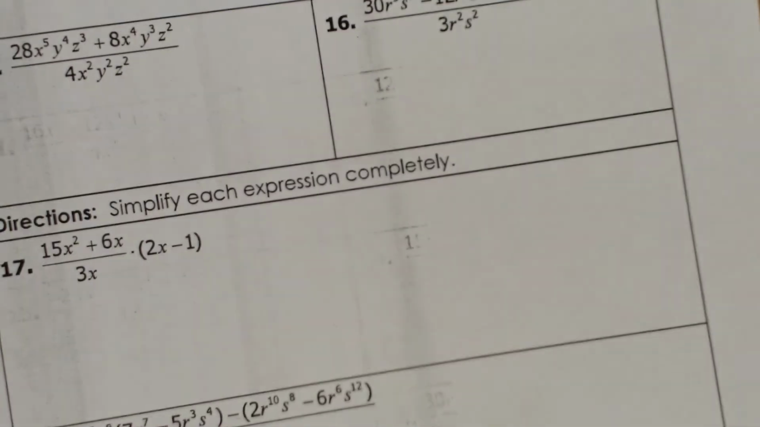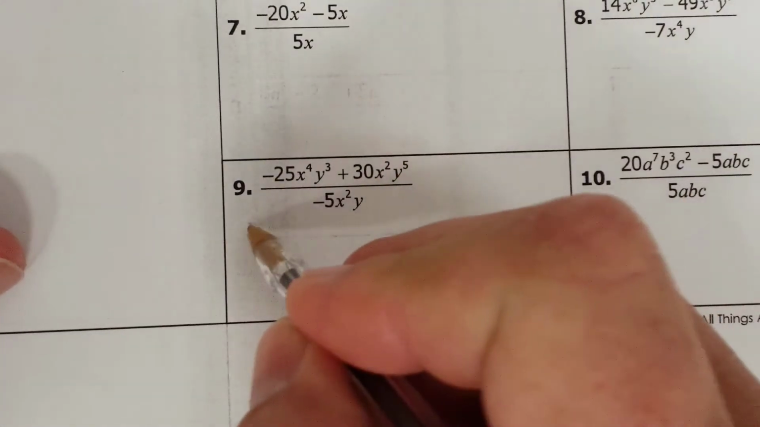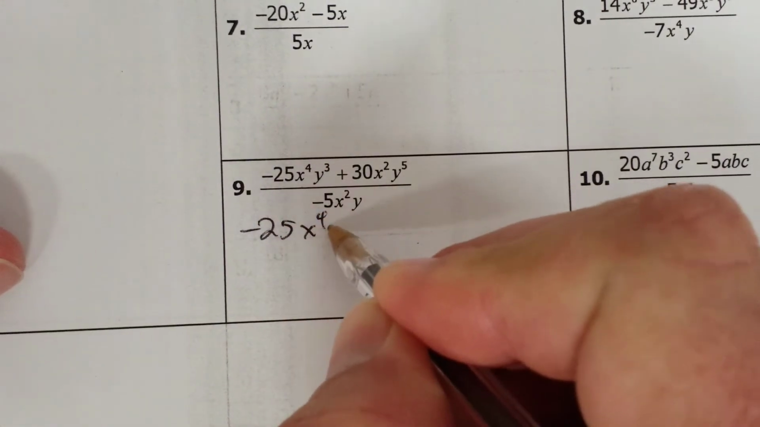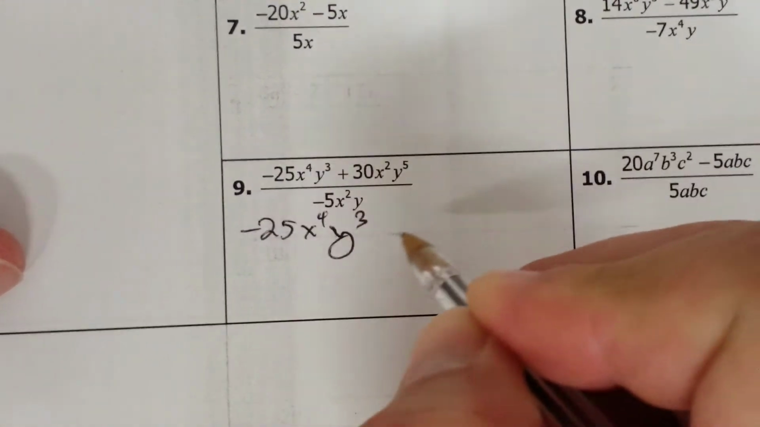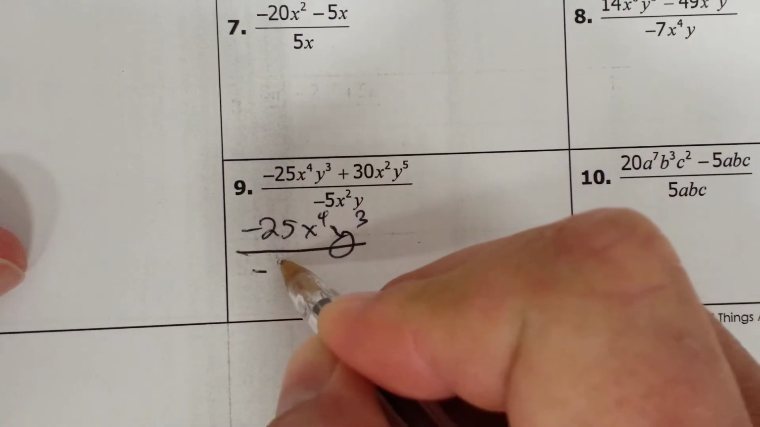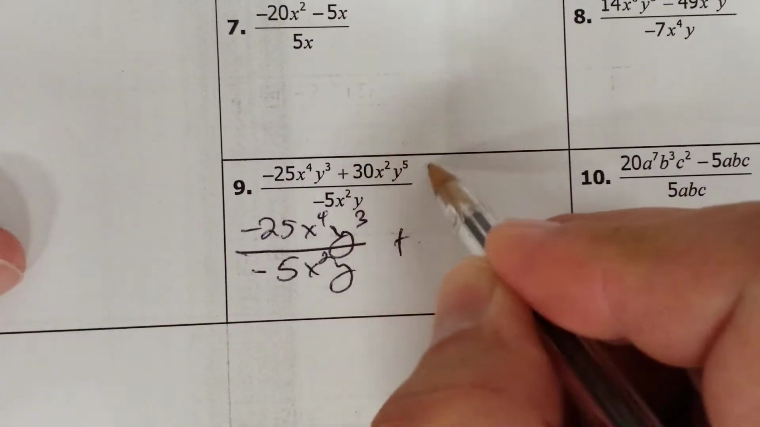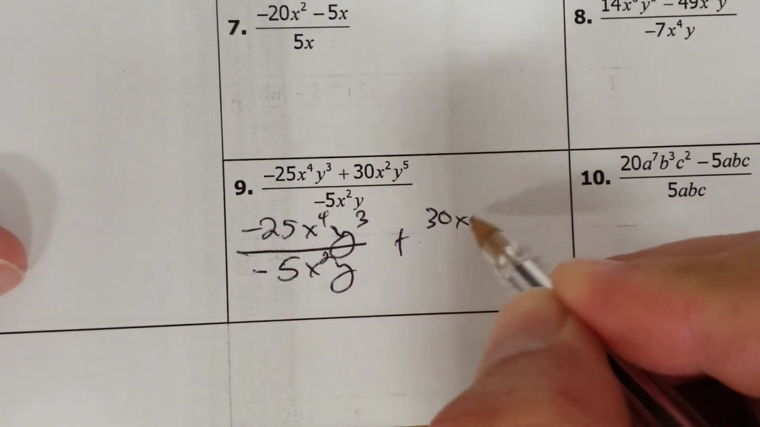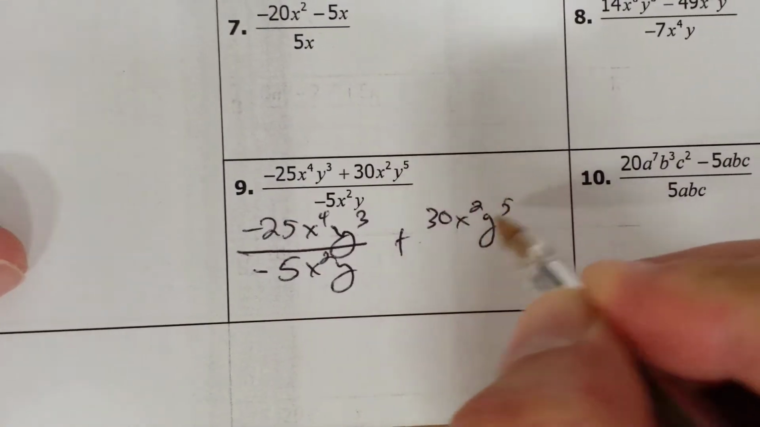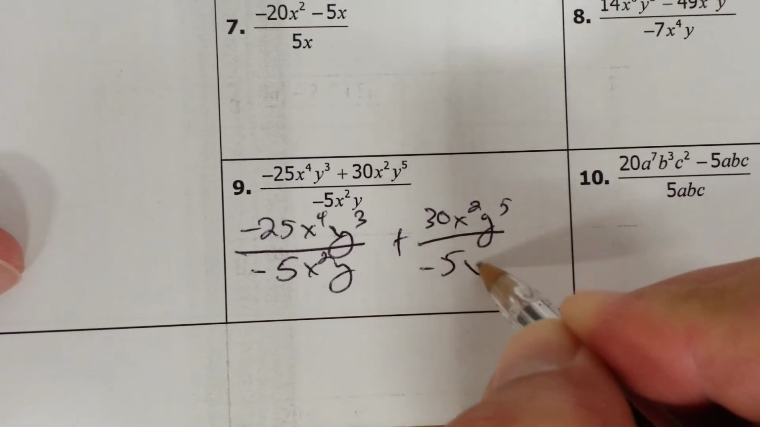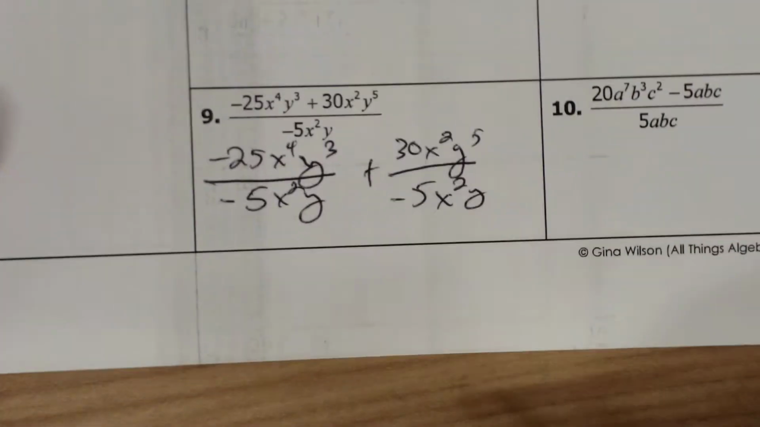Okay, let's look at a harder one. Number 9. So I'm going to rewrite it: negative 25x to the 4th y to the 3rd, over the denominator, negative 5x squared y, plus the other term, 30x squared y to the 5th over negative 5x squared y. And now I'm going to divide these.